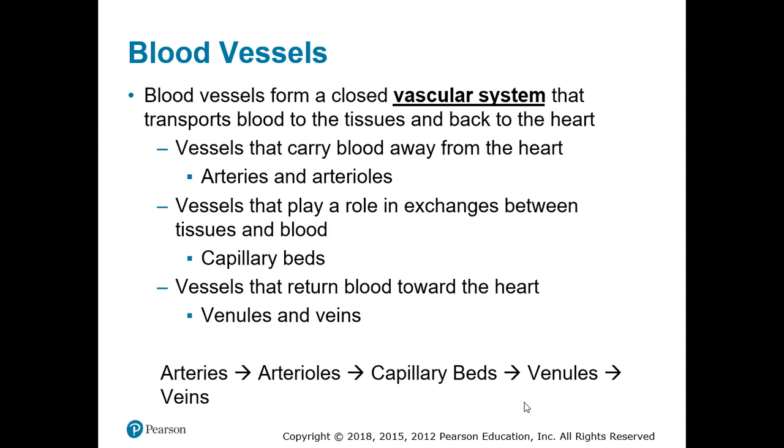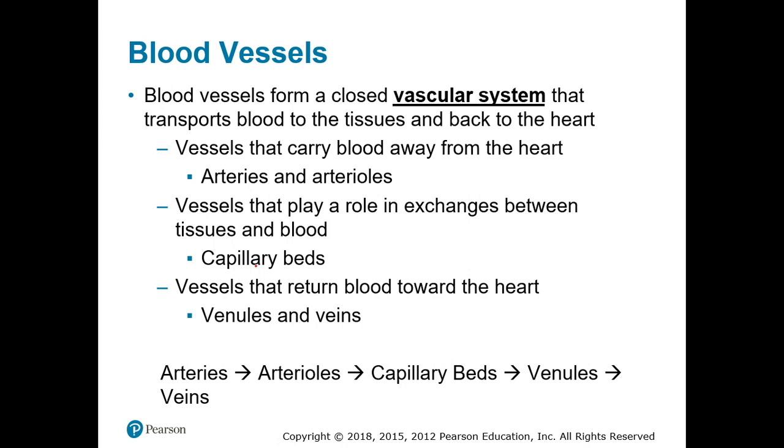There are basically three major categories of blood vessels that we're going to talk about. The first one is vessels that carry blood away from the heart. We call these arteries, and then arterioles are just smaller arteries. The second type of blood vessel are the ones that play a role in exchanging gases between the tissues and the blood. And this occurs at something called capillary beds or capillaries.